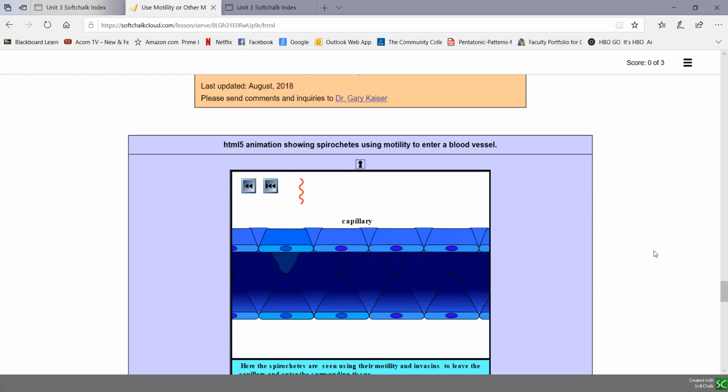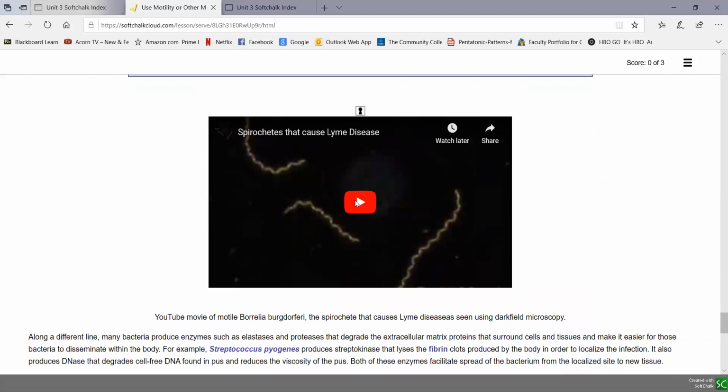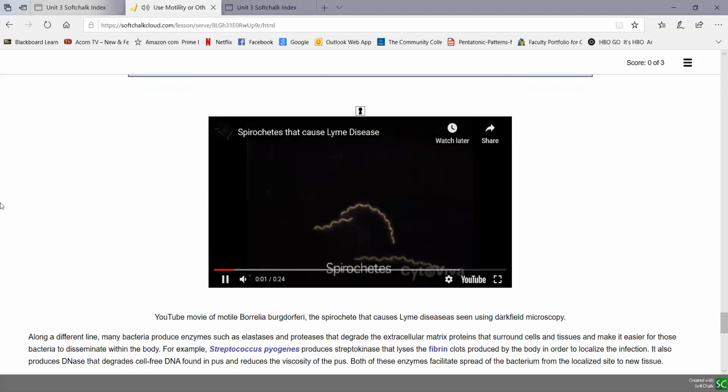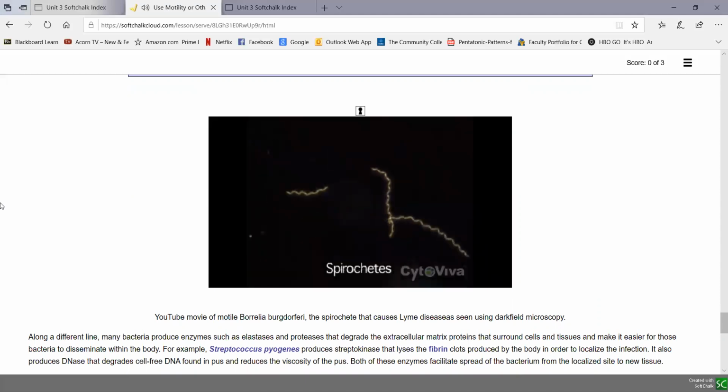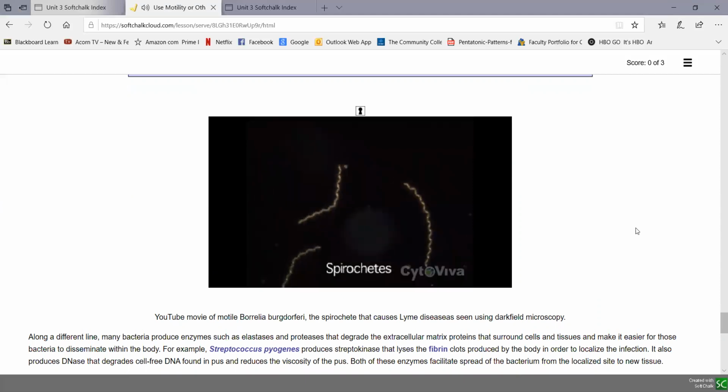So we know that the motility of spirochetes does help them to disseminate in the body as well as allow them to enter the body. And we showed you this movie again of the dark field microscopy of the spirochetes, where you can see the little corkscrewing motility there at the tip that allows it to drill through cells and between cells.